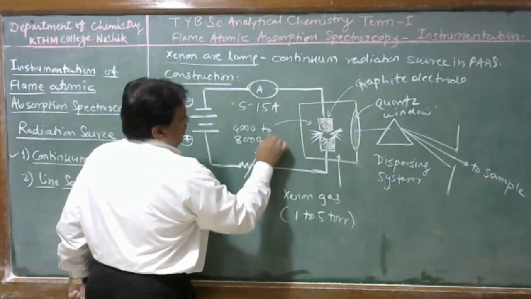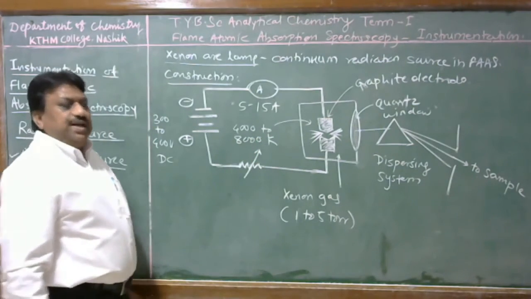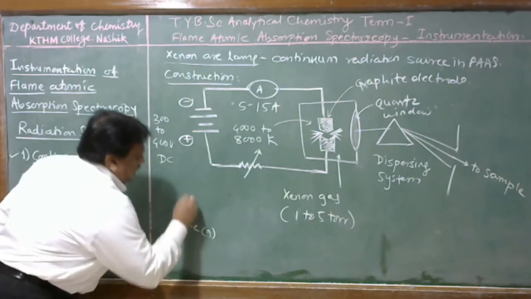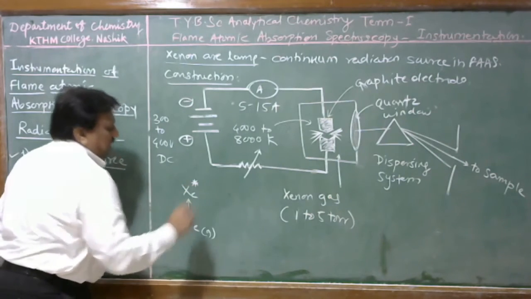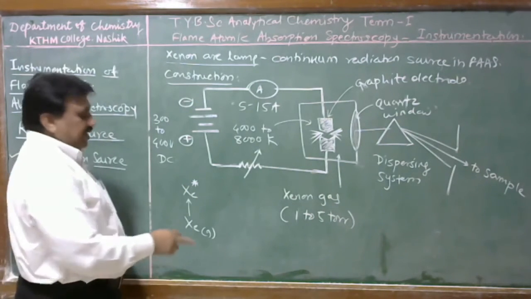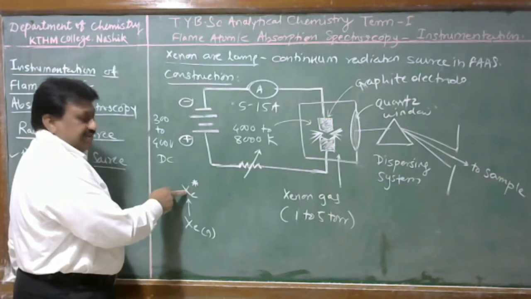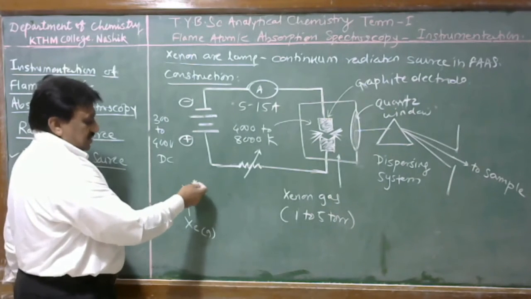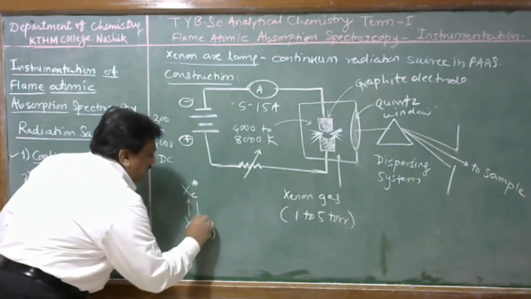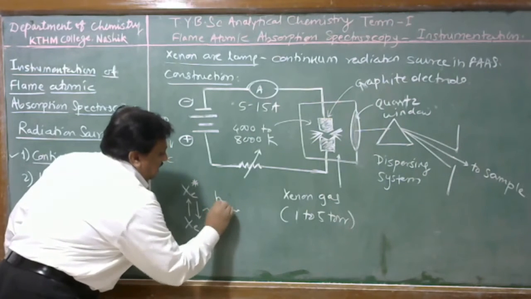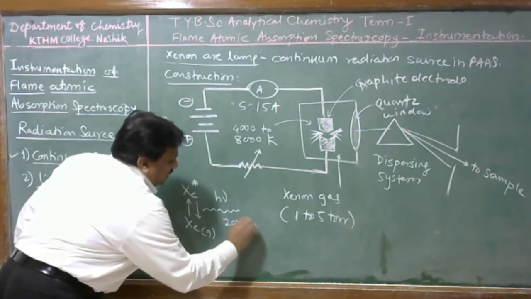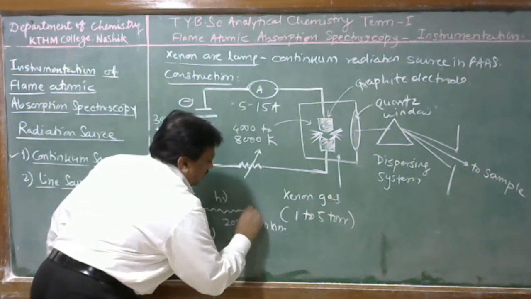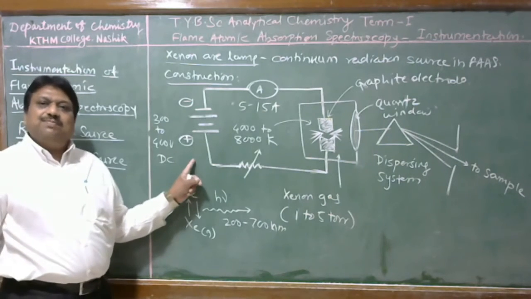Due to very high temperature, the xenon gas undergoes electronic excitation. That is, the outermost electron of the xenon atom is given to the next excited state, and when it comes back to the ground state level, it emits a radiation having a wavelength in between 200 to 700 nanometer. In this way, this xenon arc lamp works.